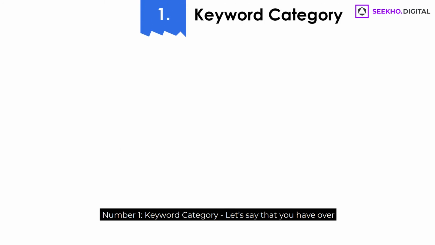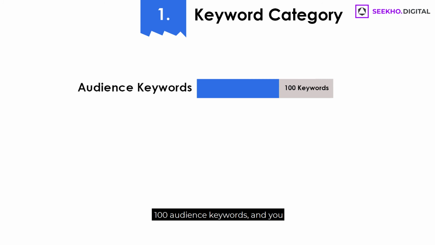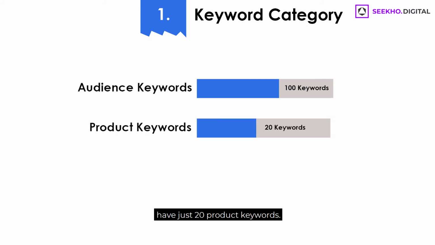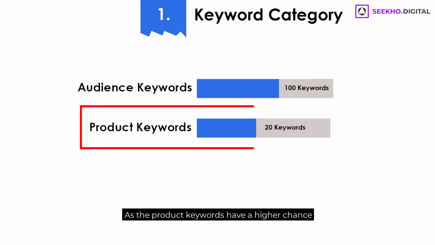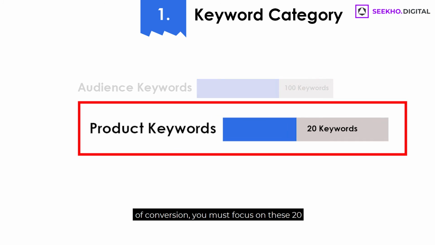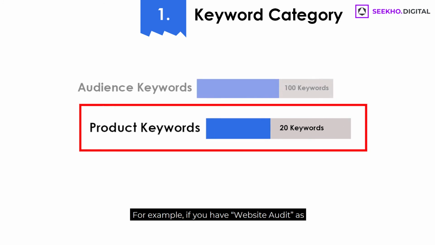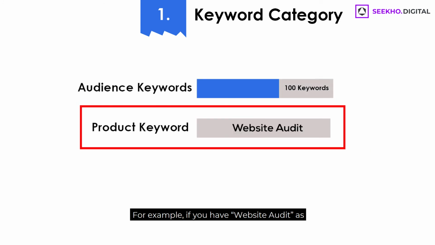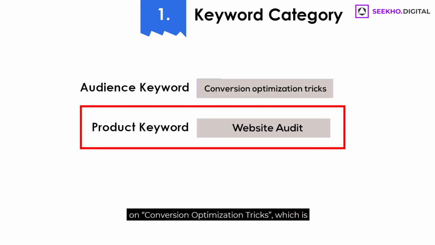Number 1. Keyword category. Let's say that you have over 100 audience keywords and you have just 20 product keywords. As the product keywords have a higher chance of conversion, you must focus on these 20 product keywords rather than the audience terms. For example, if you have website audit as your product term, you would not want to focus on conversion optimization tricks, which is an audience term and thus has less potential.